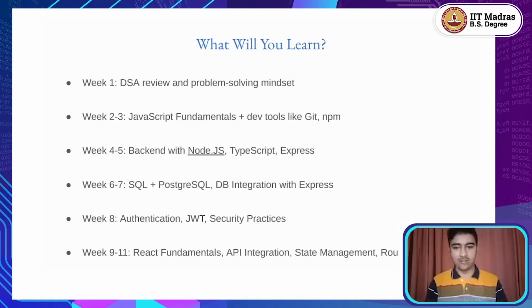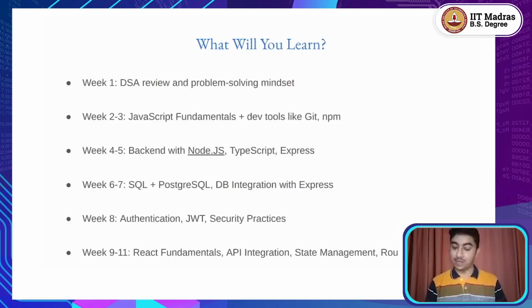In weeks 4 and 5, we begin backend development. We will begin with backend development from week 4 onwards, where we will build an HTTP server from scratch using Node.js. Then progressively, we will introduce ExpressJS and TypeScript for better structure and type safety. You will learn about routing, middlewares, error handling, and by the end of these 2 weeks, you will have built your first real backend project.